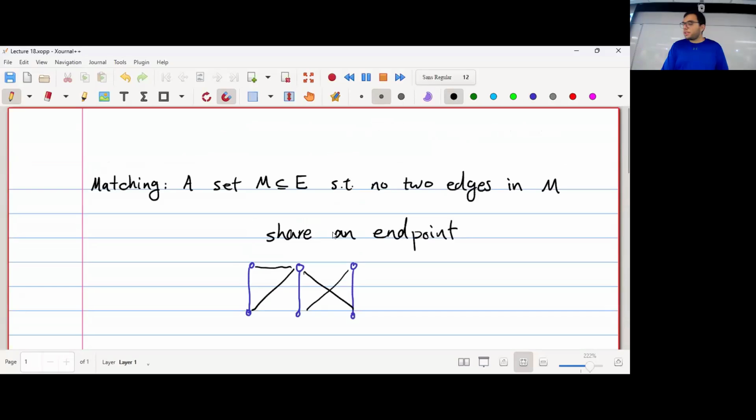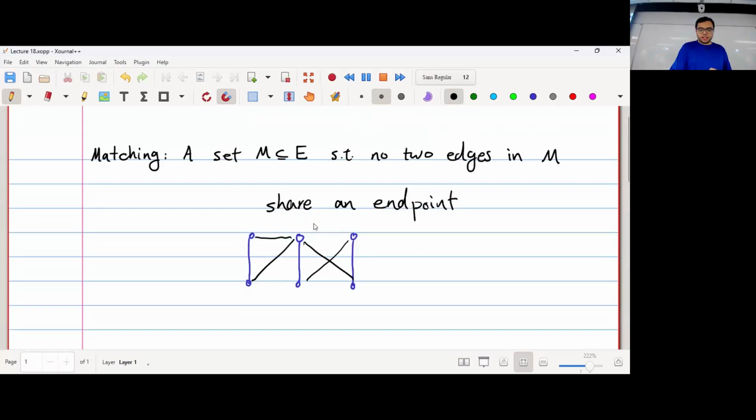And then we talked about the difference between maximum and maximal matchings. The idea was that we say a matching is maximal if we cannot add any more edges to it, if adding any other edge would make it no longer a matching. And we said it's a maximum matching if it has the largest possible size among all matchings.